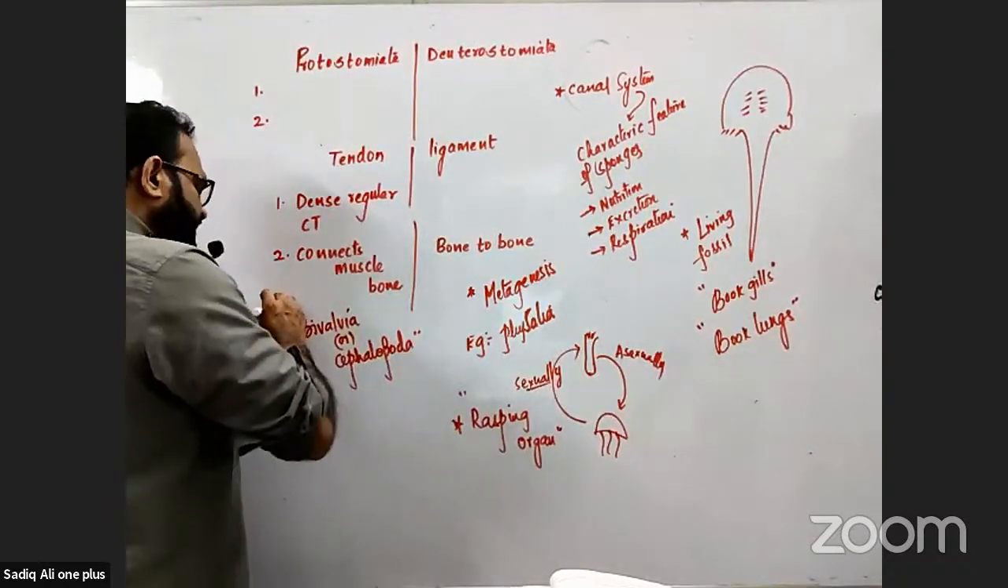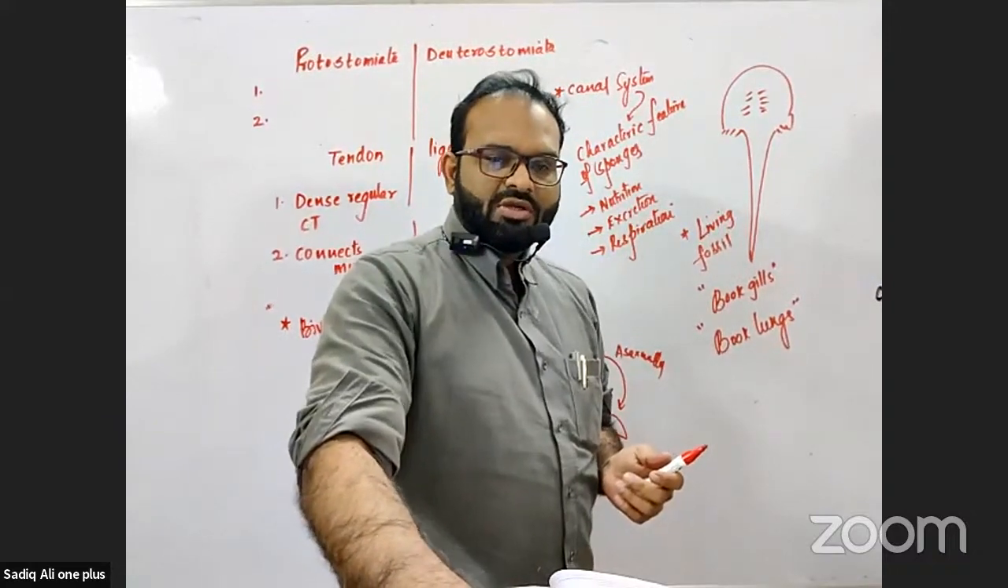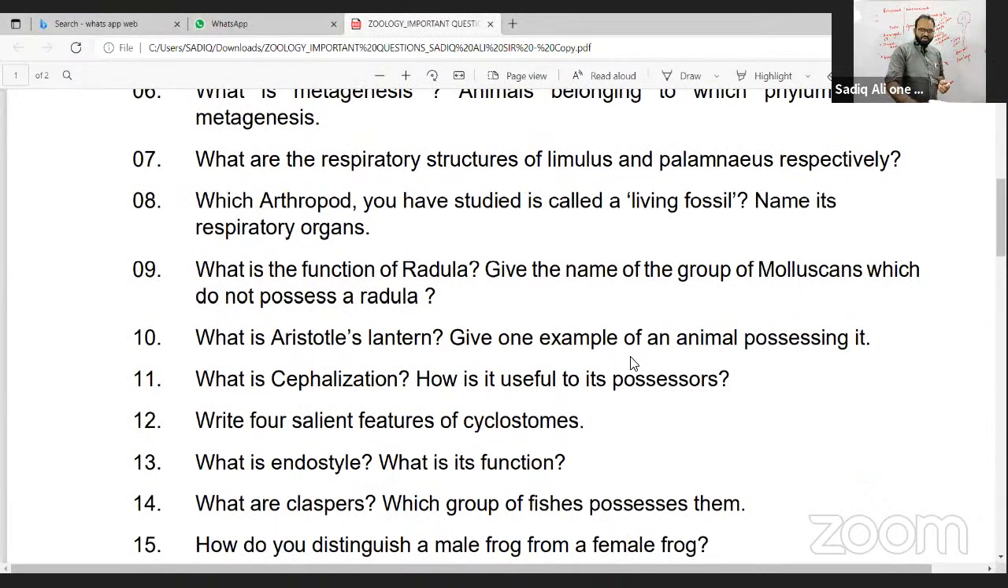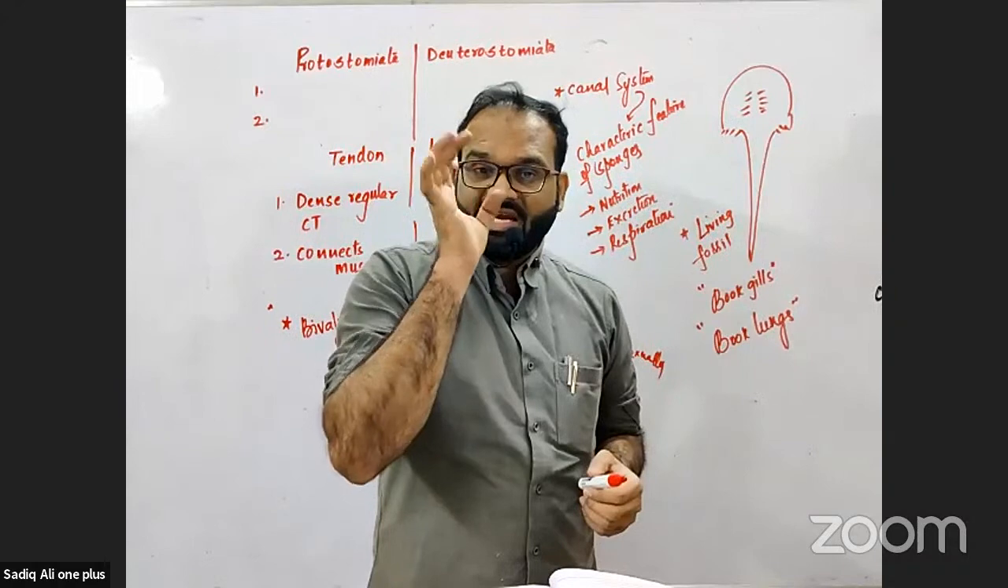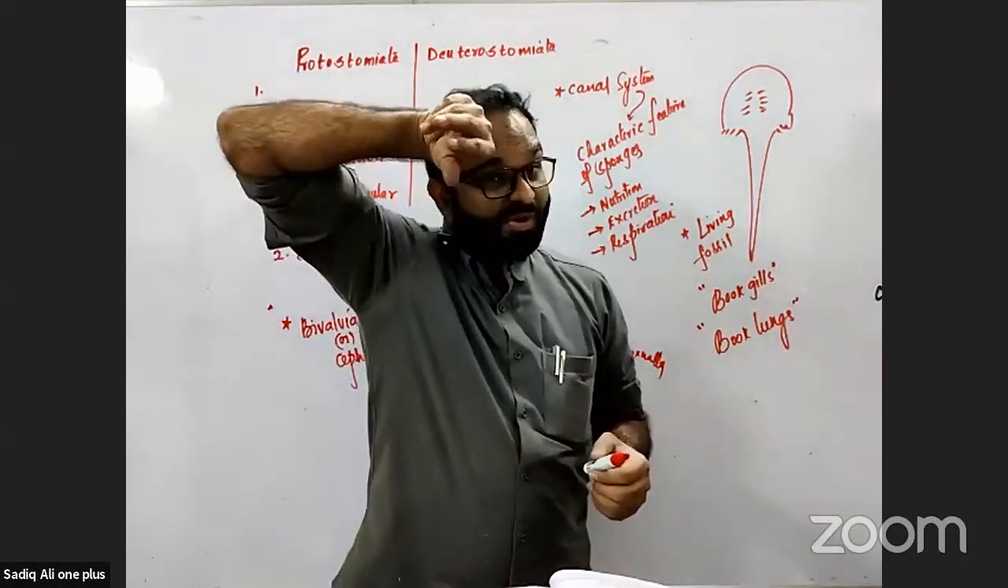Students, please memorize this also. This revision will help you write tomorrow's exam nicely. I'm doing revision of all the important questions for you. Right. Now, what is Aristotle's lantern? Give an example of an animal possessing it. Again, students, this is a high yield question. This question is important even for NEET. Radula is also important for NEET.